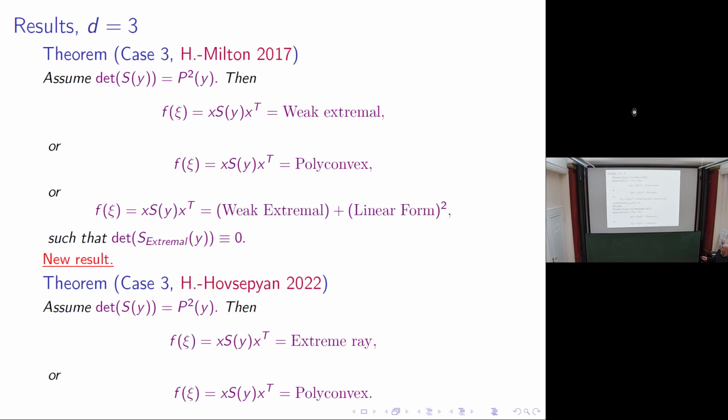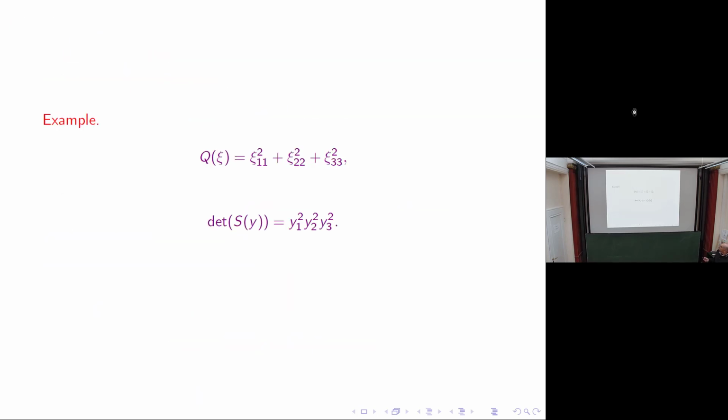So when it's a perfect square, we have an extreme ray or polyconvex. I believe that one can rule this out, but we don't know. We don't have a proof that it has to be polyconvex. But we believe it probably should be polyconvex. An example would be like this: you take the squares of the diagonal elements. The determinant is this. It's a perfect square. It's an extremal.